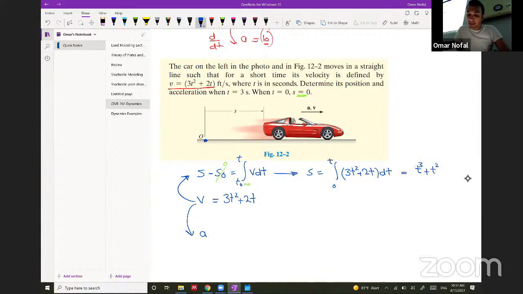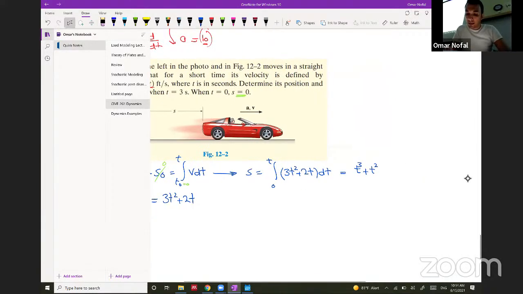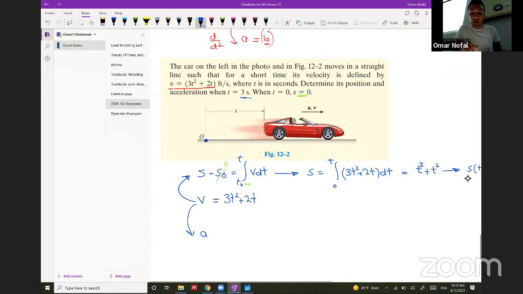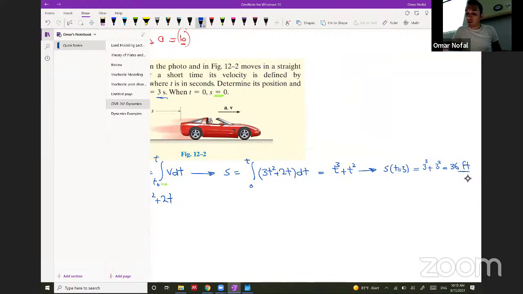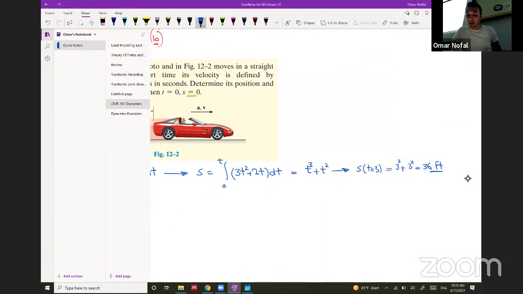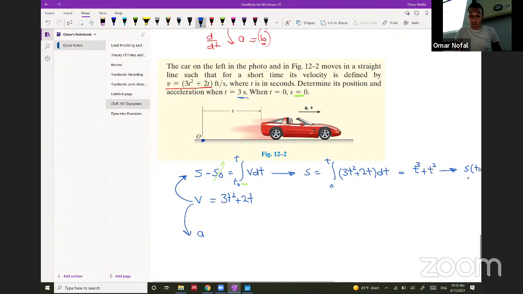And if we want to get the displacement s at 3 seconds, which is required here, t equals 3, so it will be equal to 3 cubed plus 3 squared. If you solve it, this should give you 36 feet. I put the unit foot here because, if you noticed, the velocity is in feet per second. So all our units are feet and seconds. So this is the position at t equal 3 seconds.